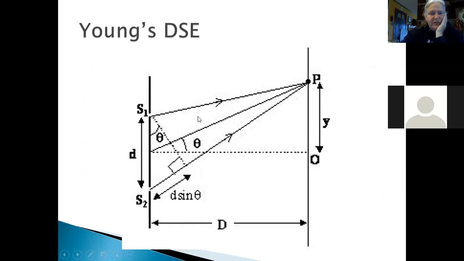So here's what this looks like with a little bit of geometry. I've got my two openings here. They're a distance d apart. There's a screen over here some distance away. My central maximum would be straight across from the center of these two slits. But then this point here is the point of another maximum, say. So I need to figure out how much further this light from slit number 2 has to go. So what I do is I drop a little line down here and I make myself a right triangle. If I do this, I'm essentially making these two pieces of this triangle the same length. So my path difference is just this little piece right here.